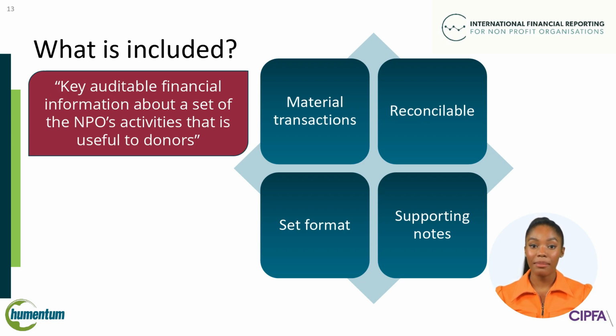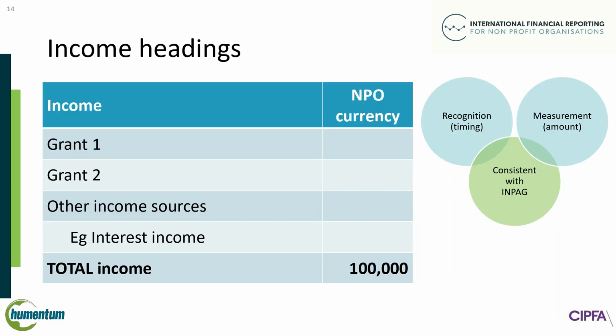Let's now take a look at the main elements of the prescribed format. Each material grant or donation for a specified activity must be separated. Where there are other income sources related to the specified activity, such as interest, these need to be identified separately too. Income for a specified activity has to be accounted for, consistently with the recognition and measurement requirements of INPAG. It's important to note that the income could therefore be recognized at a different point in time from when funds are received.